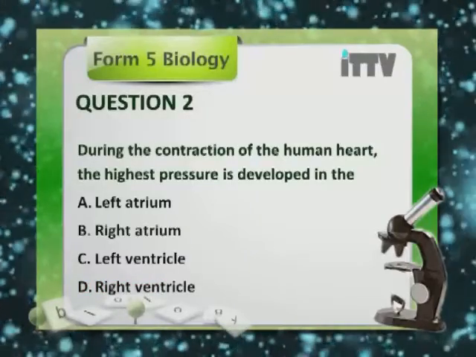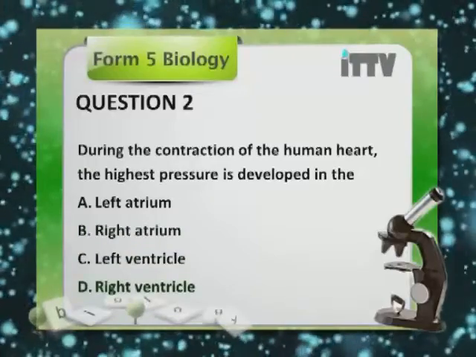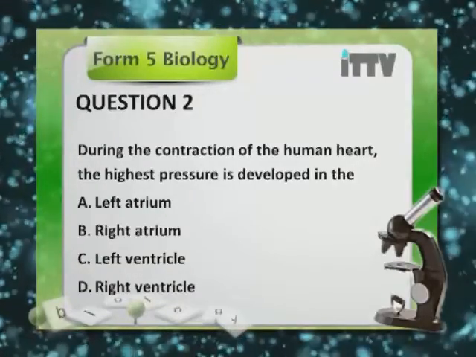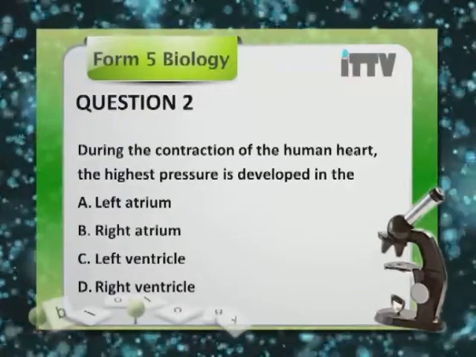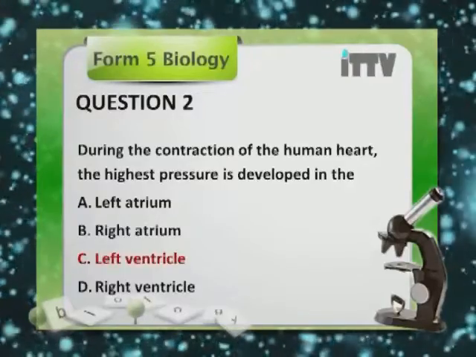Question number 2. During the contraction of the human heart, the highest pressure is developed in the A. Left atrium, B. Right atrium, C. Left ventricle, D. Right ventricle. Dear students, the atrium develops much less pressure compared to the ventricles because the walls of the atrium are thinner. And between the left ventricle and the right ventricle, the left ventricle wall is thicker. Hence, it creates a higher pressure compared to the right ventricle. Hence, the answer is none other than C, left ventricle.